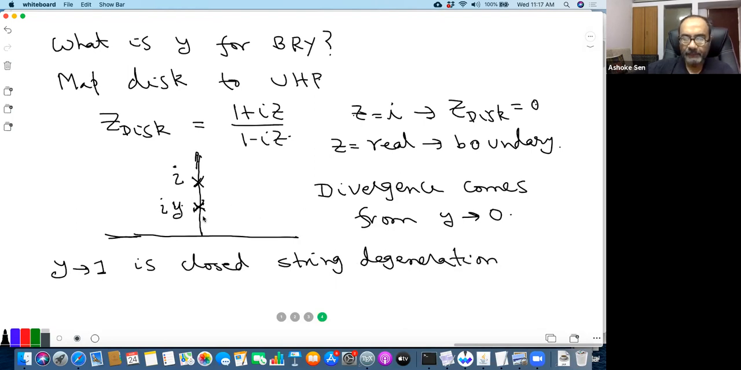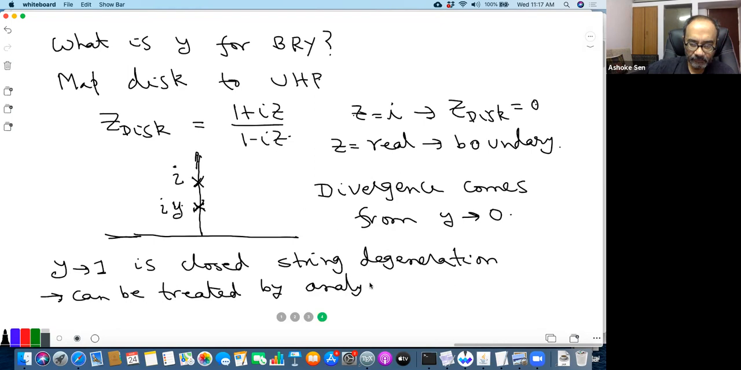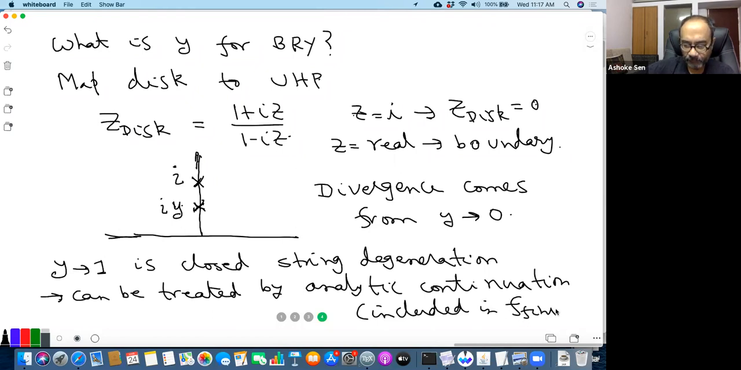But those can be treated by analytic continuation, because closed strings do carry energy and momentum. And indeed, these are included in the finite part, because they are already defined by analytic continuation. So you don't worry about these divergences, you worry about the divergence as y goes to 0.